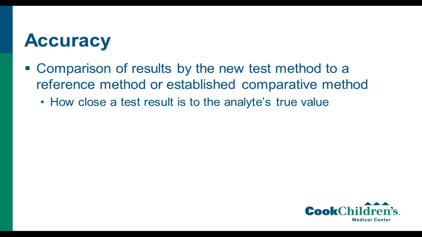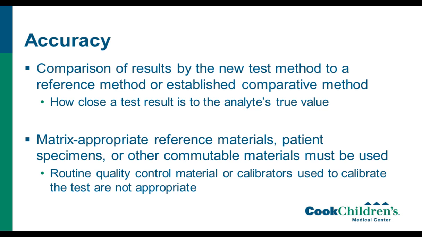When you start your validation or verification, you'll want to start with accuracy. Accuracy is the comparison of your results by your new method to what the established results were. You can either use a reference method, but a lot of times we don't have the gold standard method available, and we're often comparing just to another established comparative method. So an assay by another manufacturer perhaps, or from another lab. And so you're looking at how close a test result is to the analyte's true value.